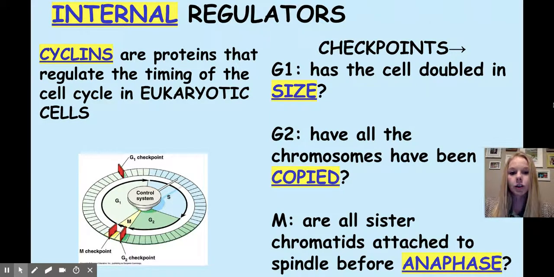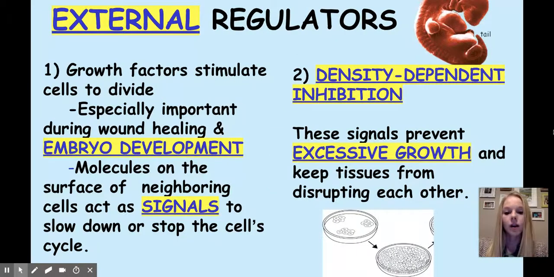In G1, at the checkpoint, we're asking if the cell has doubled in size. In G2, we're asking if the chromosomes have been copied. And in M, we want to know if all sister chromatids have attached to the spindle fiber before anaphase. These are all things that the cell is asking about itself or looking into before moving on to the next step. There are also external factors that regulate the cell cycle.